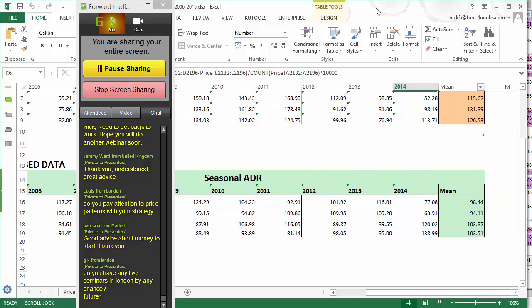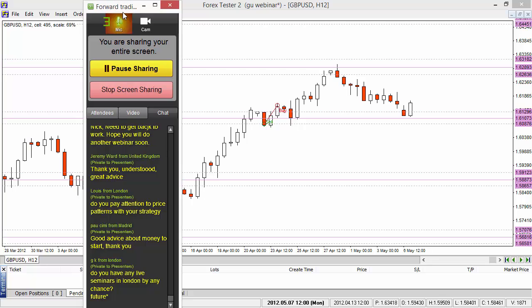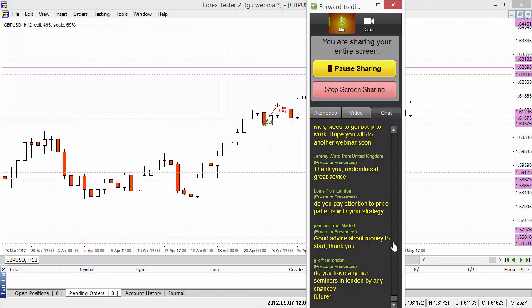So the point I'm trying to make is the Forex market goes through a lot of phases. So don't get stuck on the idea that your trades are going to come at the end of the Asian session. Right now that might be happening, but that's probably going to change in future.